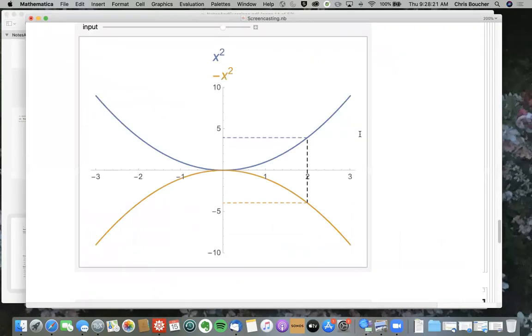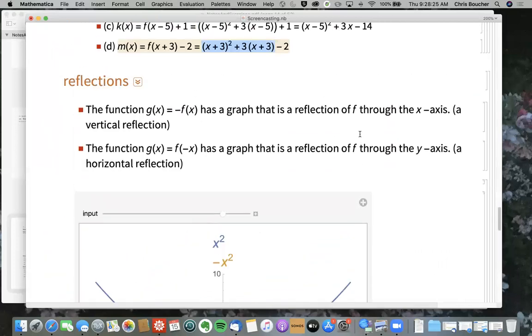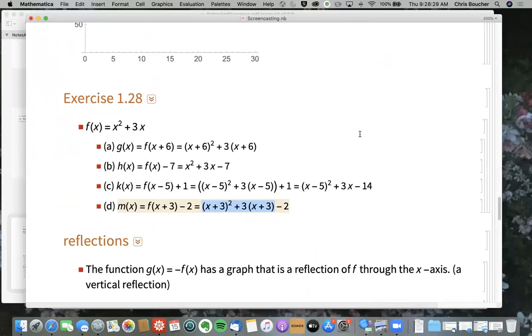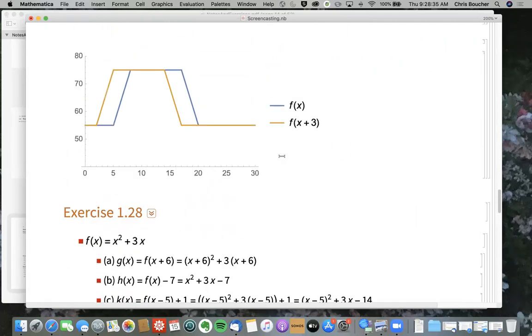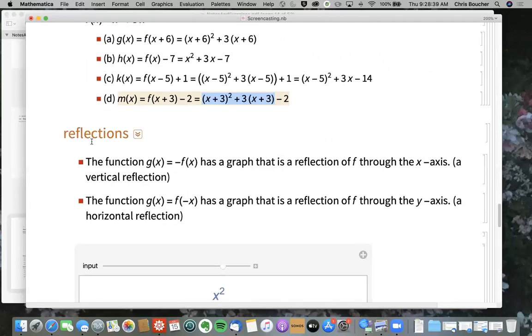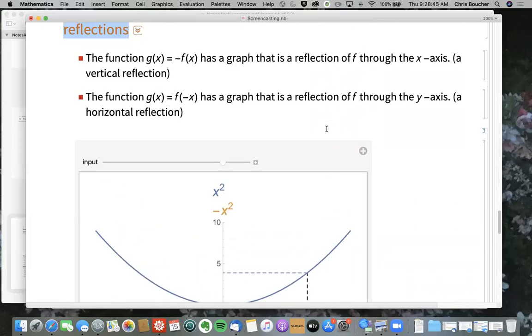Okay, we're getting a little long today. Let me take a quick look ahead. Reflections and stretches. I think I'm going to save reflections and stretches for tomorrow's video. So we'll stop here having done compositions and shifts. And in tomorrow's video, I will start with reflections and talk about stretches as well, and then talk about inverse functions in the final section of the chapter.